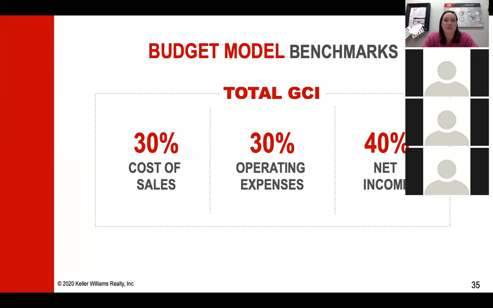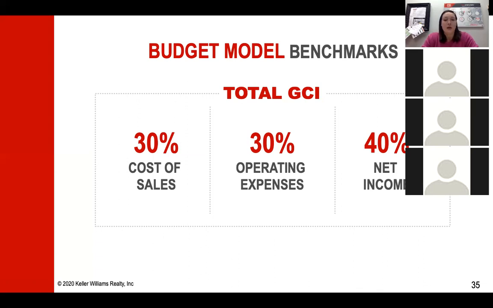And that is why, my friends, you will see more and more people getting into real estate, more companies getting into real estate that had not been real estate companies before, because there's an expected at least 40% net income, right? And sometimes that's more. If you're an individual agent, your cost of sales is not necessarily going to be 30%. Your expenses are not necessarily going to be 30%. But it's a good thing to look at.